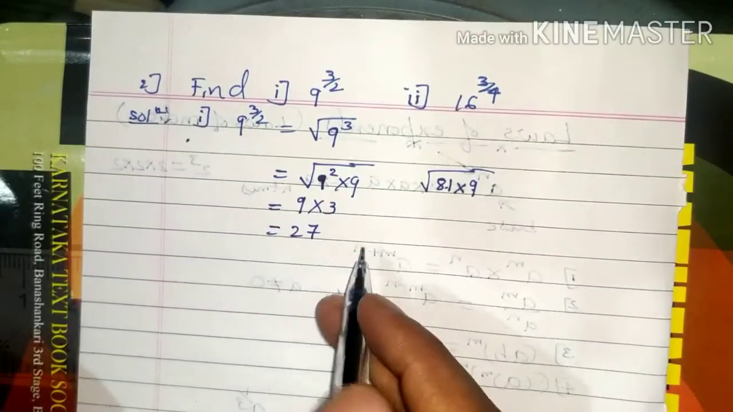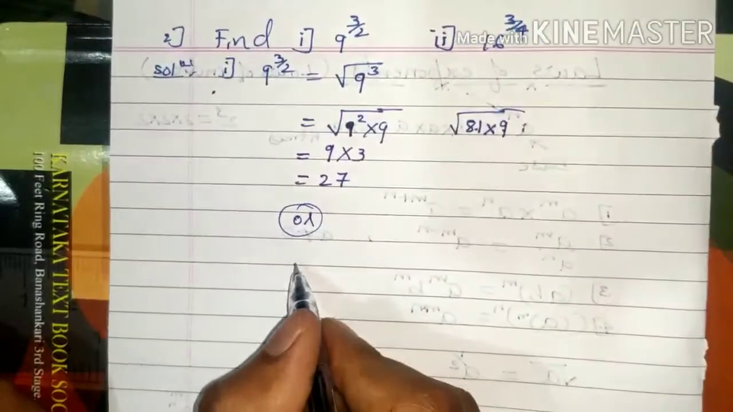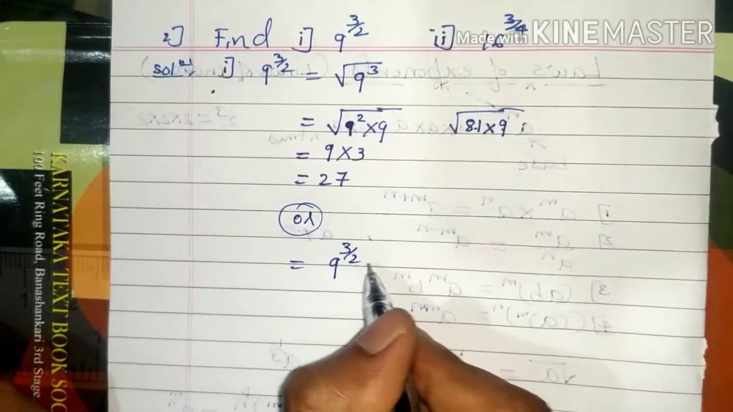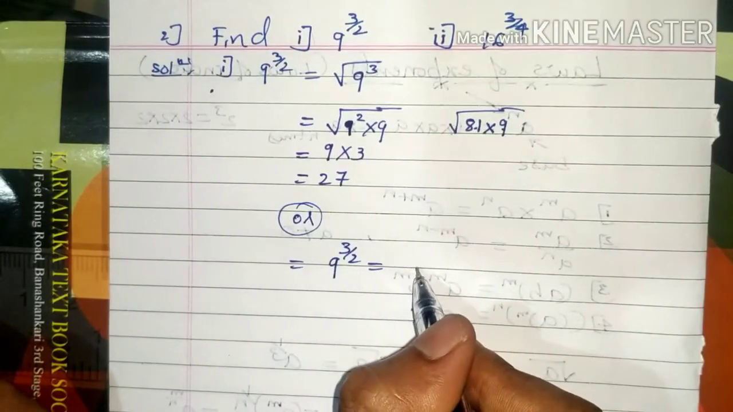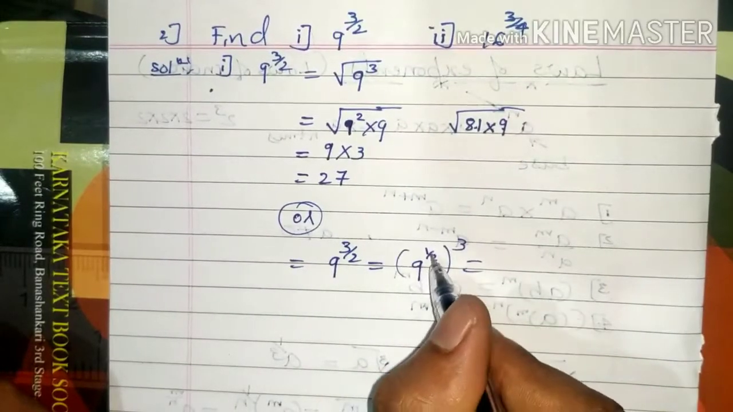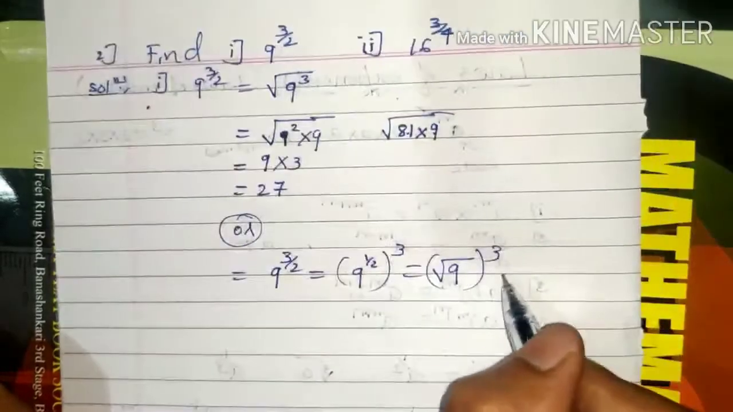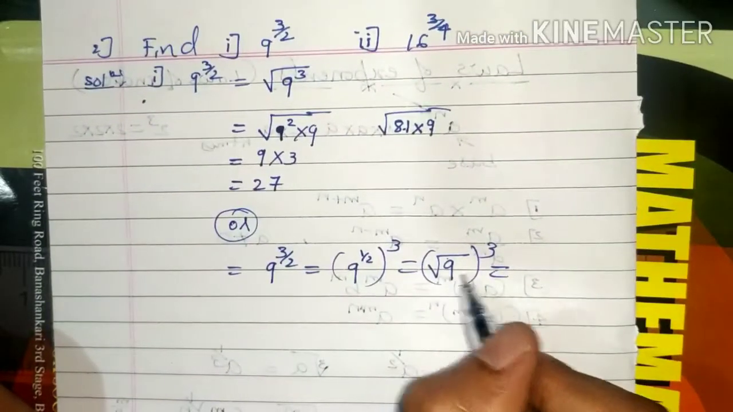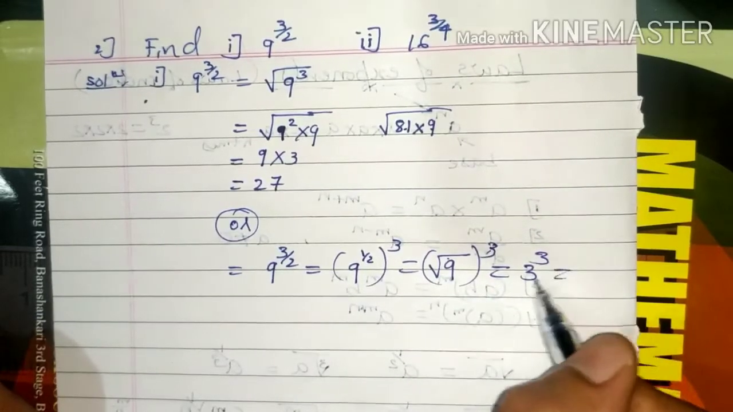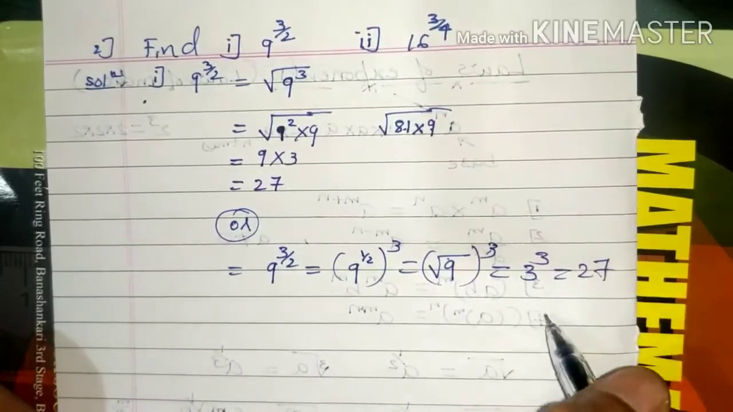Or else you can simplify like this also. After writing this one, 9 raised to 3 by 2 is equal to, you can write 9 raised to 1 by 2, whole raised to 3. So 9 raised to 1 by 2 is root 9, whole raised to 3, that is equal to root 9 is 3, 3 raised to 3. That is 3 raised to 3, 3 threes are 9, 9 threes are 27. Like this also you can solve.